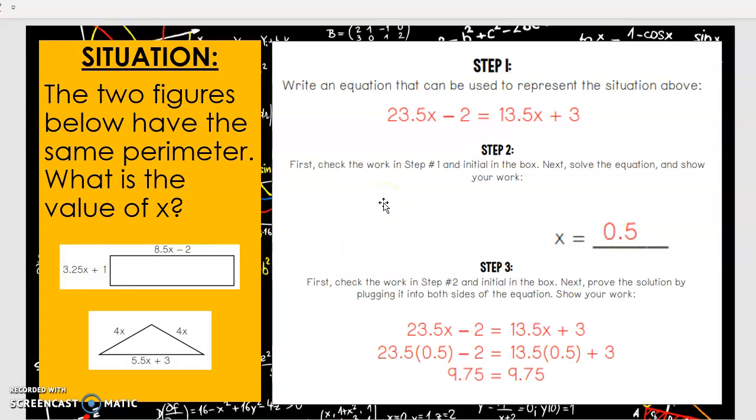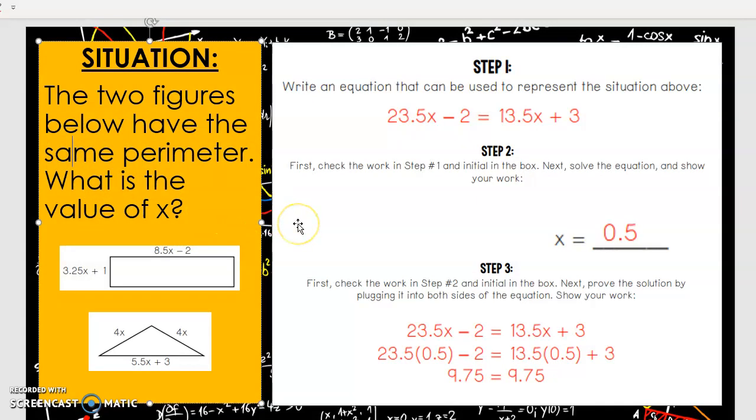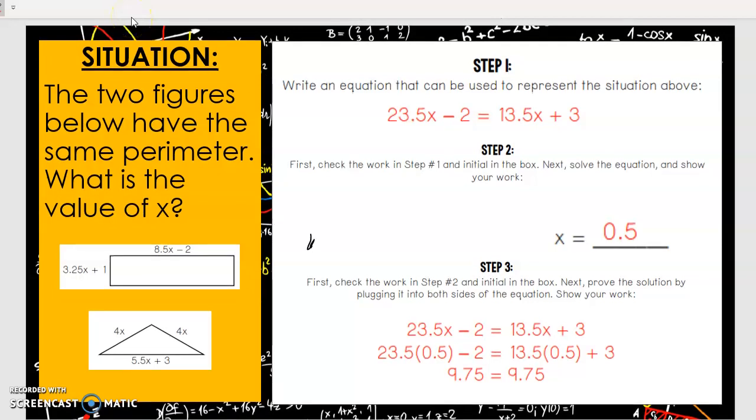And here you go. All right, so this is after they combined all the like terms. It says these two figures below have the same perimeter. What is the value of x? When I see this word same, I always want to think of equal to. Something is going to be equal to something. All right, so I'm going to go through and add this and this twice, and then it's going to be equal to this added to this added to this.